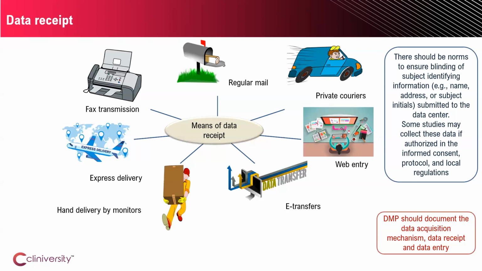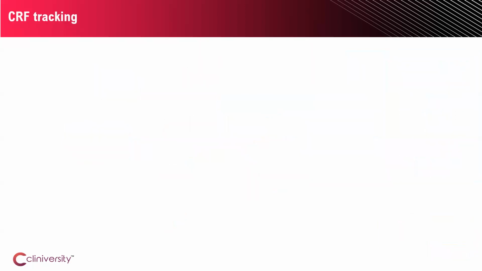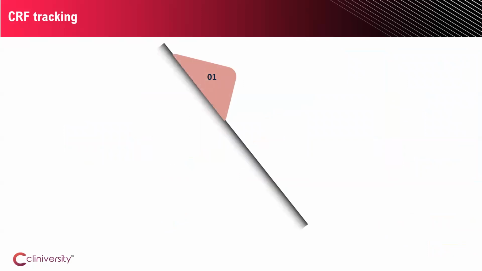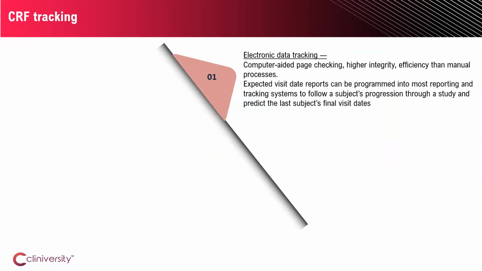If the CRFs are missing, then CRF missing reports should also be prepared for both paper and EDC-based studies to facilitate identifying forms that have not been received. Now, CRFs can be tracked by some means. The first one is electronic data capture, computer-aided page checking, which results in much higher integrity and efficiency than the manual process.